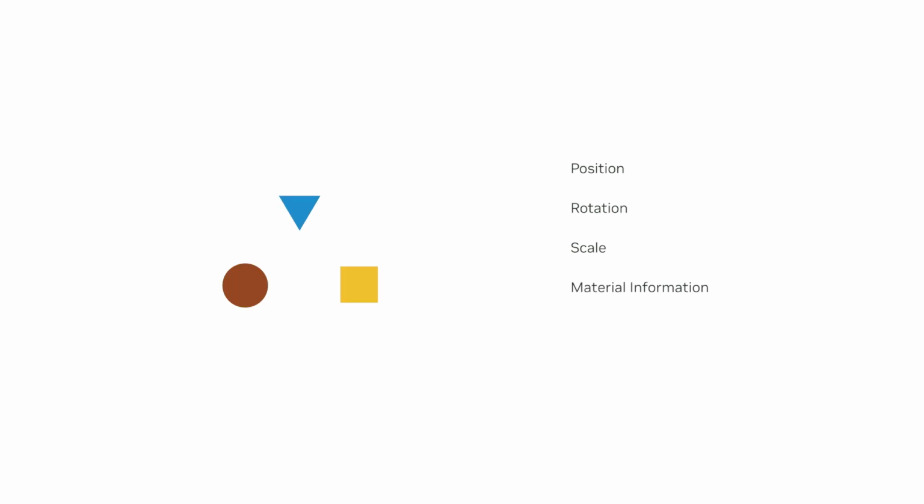Prims can have various types of attributes associated with them, such as position, rotation, scale, material information, animation data, and more. These properties define the attributes and relationships of the objects they represent.